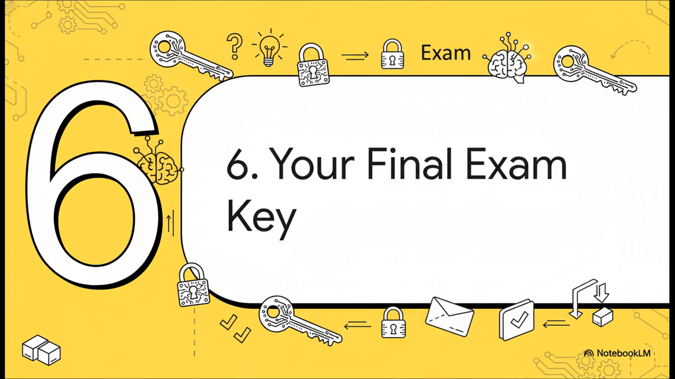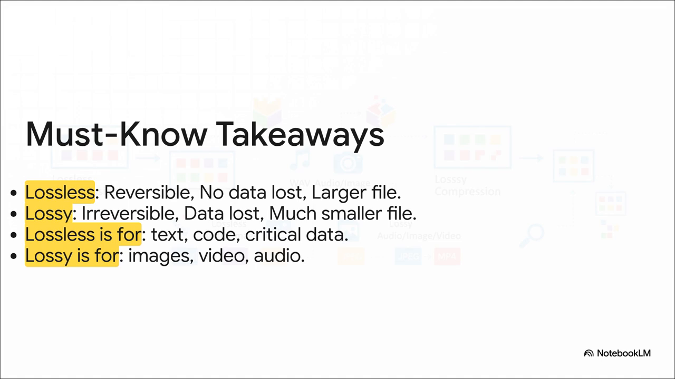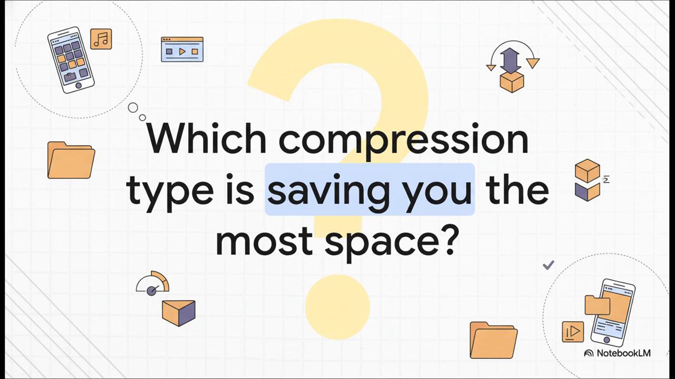Right, we've gone through all the main ideas. Let's just lock it all in with a final quick-fire summary. This is the stuff that absolutely has to be in your head when you walk into that exam hall. Okay, let's burn this into our brains. Ready? Lossless. It's reversible. You lose zero data, but the file is bigger. Lossy, it's irreversible. You lose data forever, but the file is way smaller. You use lossless for anything that must be perfect: text, code, critical data. You use lossy for media, images, video, audio, where that huge file size saving is worth a tiny dip in quality. Got it? Perfect.